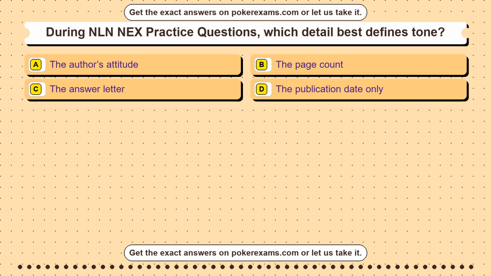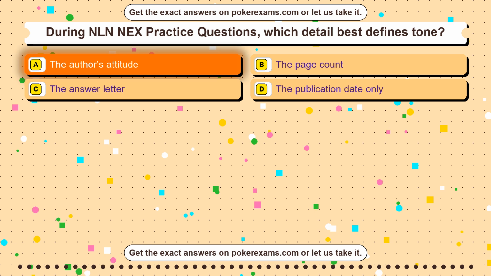Question 41. During NLN NEX Practice Questions, which detail best defines tone? Option A. The author's attitude. Option B. The page count. Option C. The answer letter. Option D. The publication date only. The correct answer is option A.